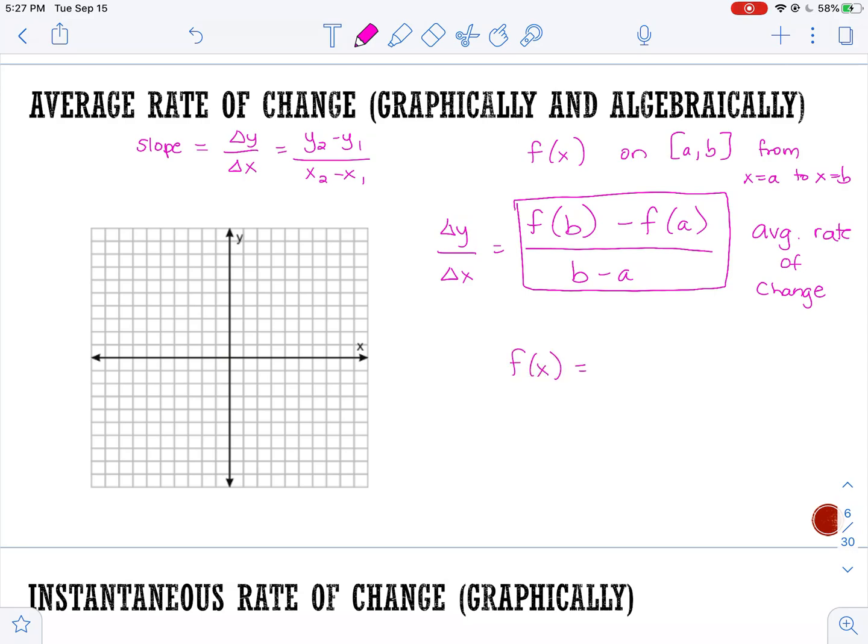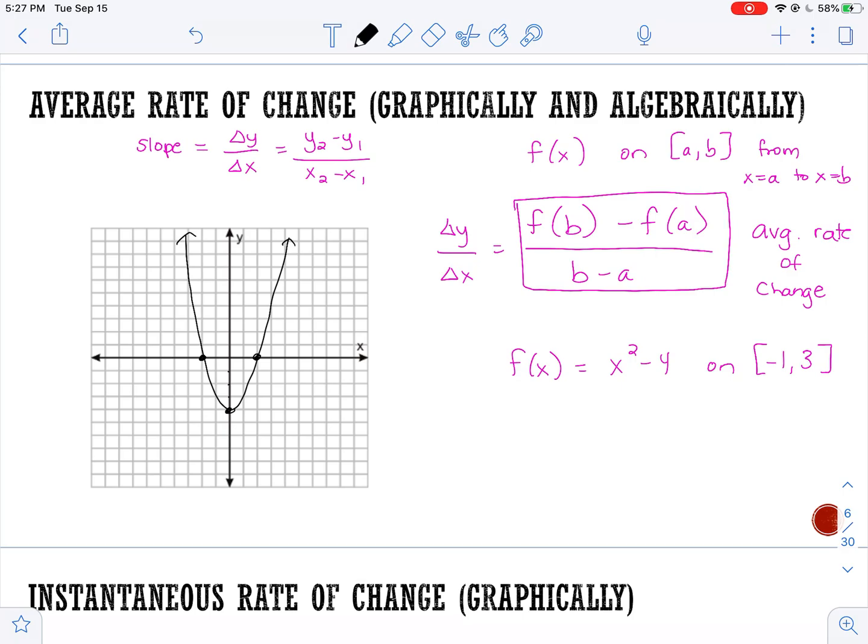So for instance, if we were given the formula f of x equals x squared minus 4, and we want to find the average rate of change between negative 1 and 3, well, we could do this both visually and algebraically. Visually, this would be the happy parabola that moved down 4, and I know it has x-intercepts at 2 and negative 2, and so it would be this parabola right here.